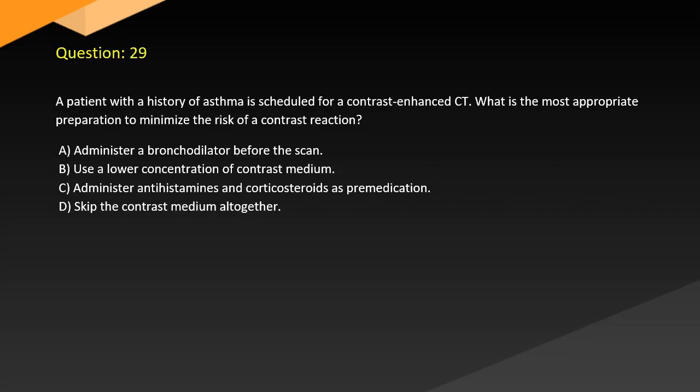Question 29. A patient with a history of asthma is scheduled for a contrast-enhanced CT. What is the most appropriate preparation to minimize the risk of a contrast reaction? A. Administer a bronchodilator before the scan. B. Use a lower concentration of contrast medium. C. Administer antihistamines and corticosteroids as premedication. D. Skip the contrast medium altogether.